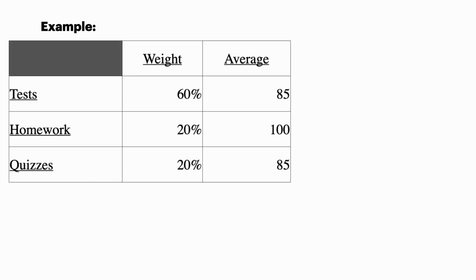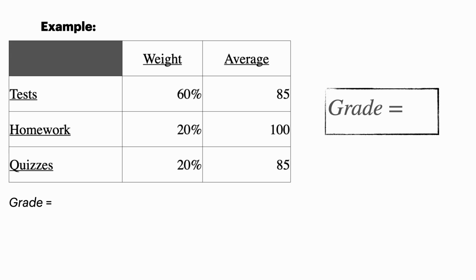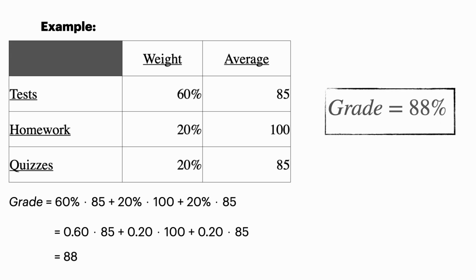Let's do a weighted grade book here. So we have tests worth 60%, homework worth 20, quizzes worth 20, and we see that this student has an average for their tests of 85, their homework average 100, and their average quiz score was 85. So what is their course grade? We take the 60 times the 85 plus the 20 times 100 plus the 20 times 85. We find their course grade is an 88%.